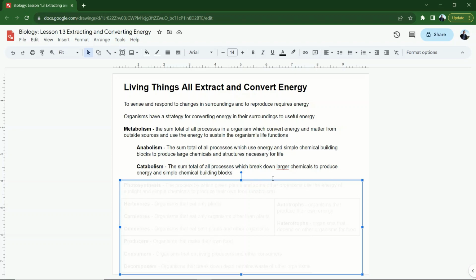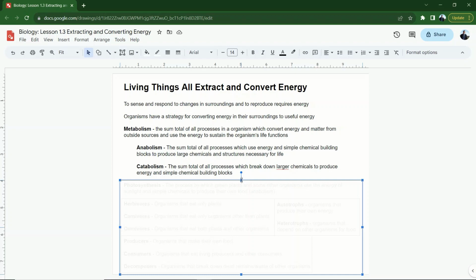Really, the important thing that you need to realize here is that when you make complicated large chemicals, it takes energy to do that. When you break down complicated large chemicals, it releases energy. And that's what's important to realize here. All right, let's talk now about some of the strategies by which organisms actually do anabolism and catabolism.